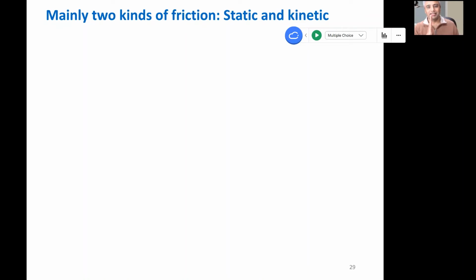But this is not accelerating, not moving. So initial velocity is 0 and final velocity is still 0. That means there is no acceleration. So what's happening to the force I'm applying? What's happening to that force? Is it equal to the one the table is giving back?